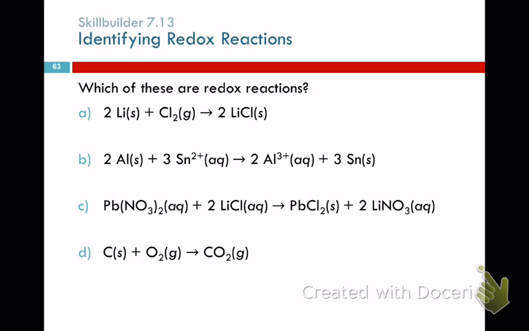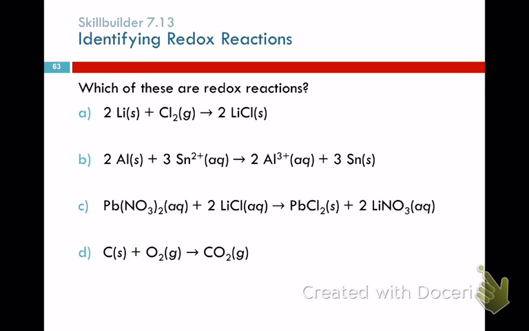What's the charge here for the lead? 0. No, it's not. It's not a pure element. It's an ionic compound. So what's the charge? What's this, right? 2. What's the charge here? All right, +2. So, not redox. If this didn't change, nothing else changed.